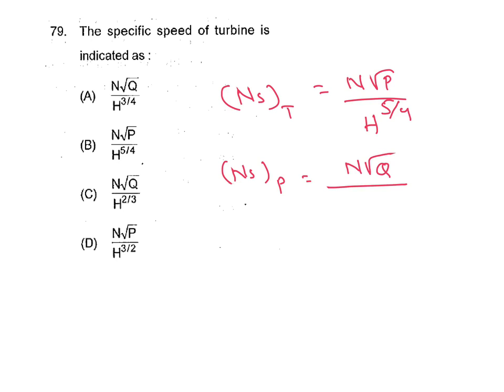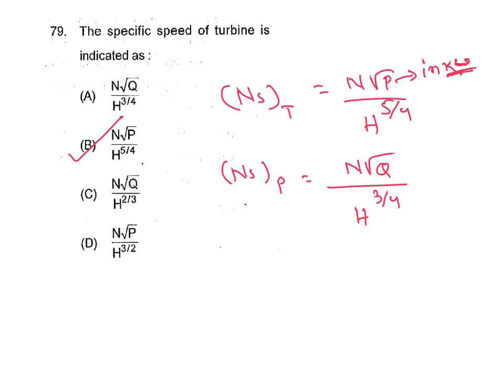One more thing is important here in solving problems. If they ask a problem, P is in kilowatt. Its unit is in kilowatt. In solving problems, they may ask this type of question. So, B is our answer. N root P upon H to the power 5 by 4. And for pump, it's N root Q upon H to the power 3 by 4.